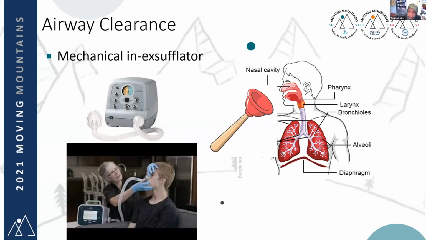It can be utilized by yourself if you're strong enough, and can be assisted by somebody else using a face mask if there's bulbar dysfunction. Now, bulbar dysfunction is a little tough when using a mechanical insufflator because that can at times interfere with the ability to tolerate those rapid changes in pressure.